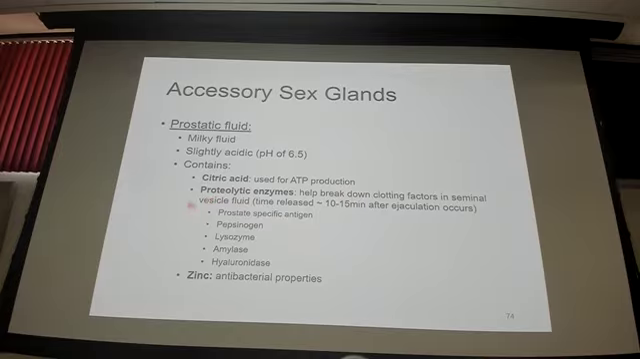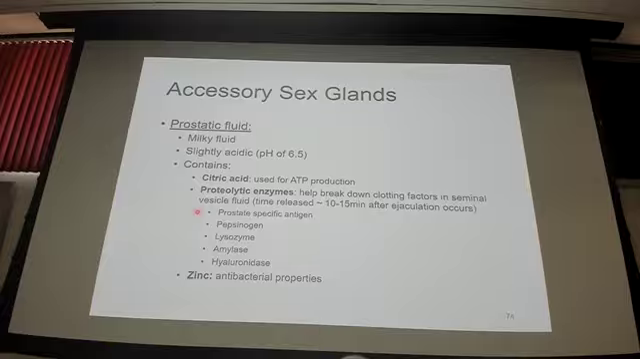Besides the clotting factors, what do you think? You guys have heard of PSA. Did you know that PSA has an actual physiologic function? It's not just a marker of prostatic growth and potentially prostatic cancer. PSA actually helps break down the fluid, helps decoagulate it.